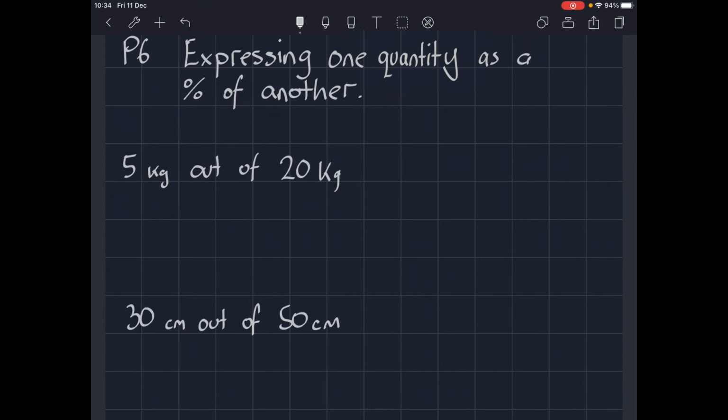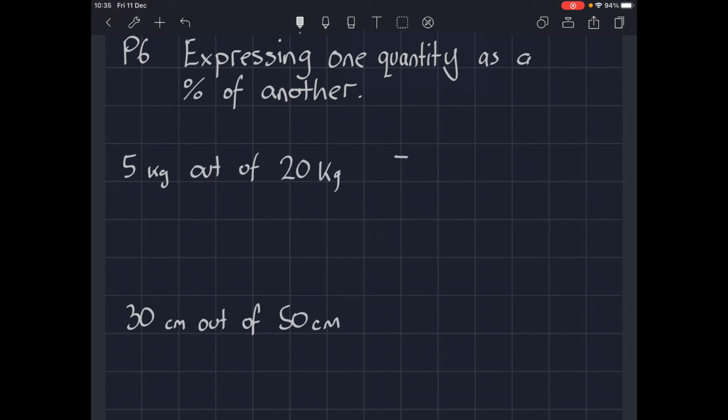This is P6, expressing one quantity as a percentage of another quantity. So in the first example, we have 5 kilograms out of 20 kilograms. So what percentage is 5 kilograms out of 20? So to start this, there are a couple of ways and we'll have a look at both of them.